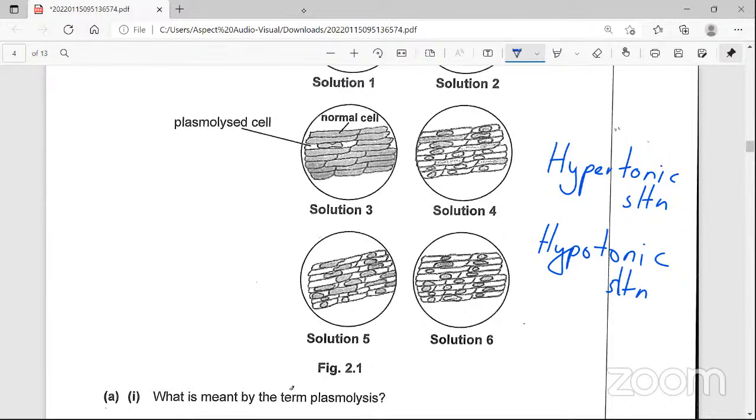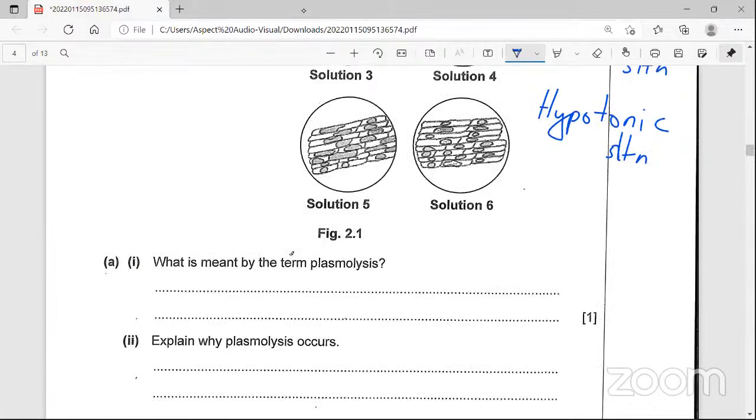Life, when they burst open, yes. Right. Now they ask you, what is plasmolysis? What is plasmolysis? Yes, the cell loses water. Are we together? And shrinks. Please note the shrink part. Loses water and shrinks.